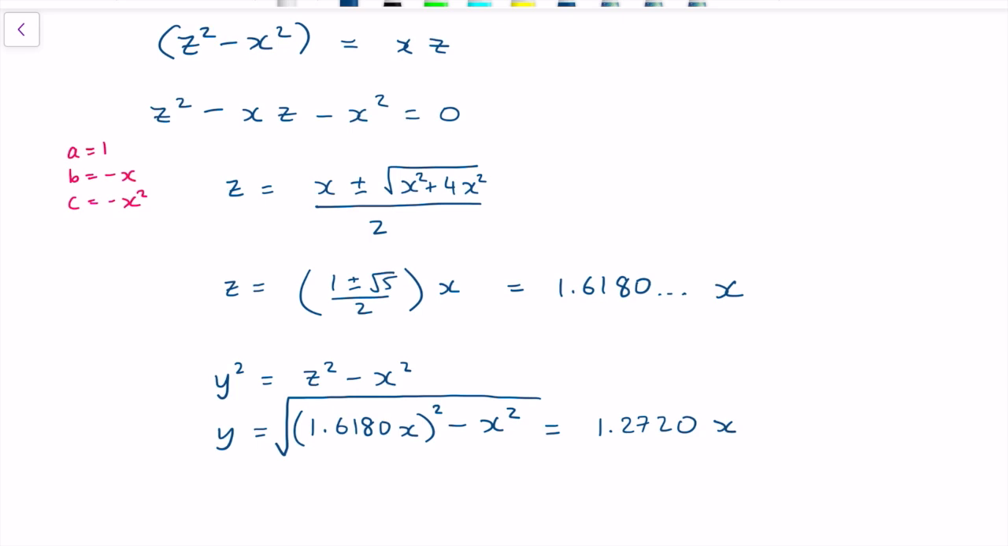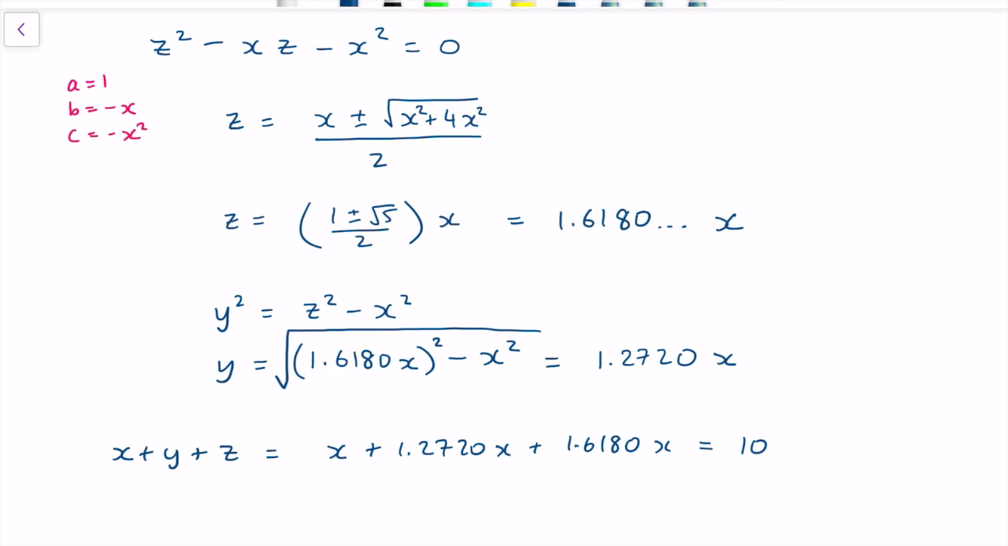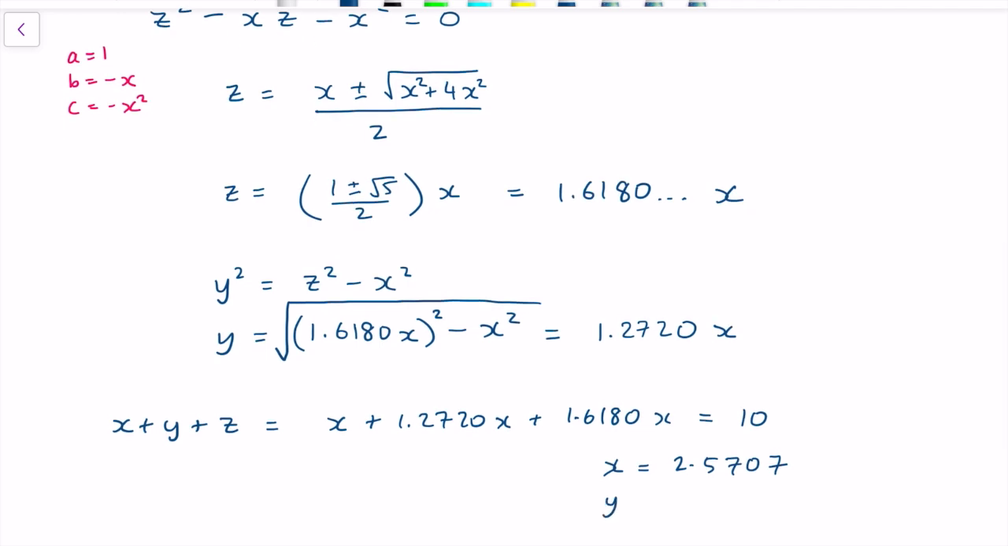Okay, and then the last equation to use is x plus y plus z, the sum of the three solutions, which is equal to 10. So I can take these expressions, x, y is 1.2720x, and z is 1.6180x, and that will make equal to 10. And then I can solve a linear equation from that and get x equals about 2.5707. There's a bit of rounding involved here. And y and z can be found using those extra equations.